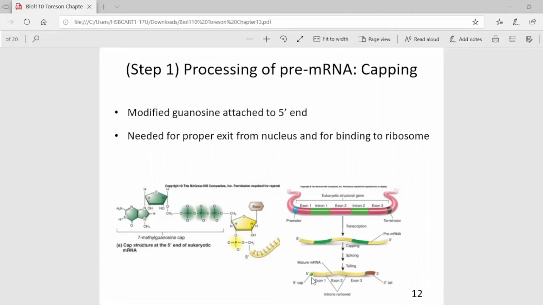And here we see the addition of the modified guanosine, this green dot here, which again is the 5' cap. This 5' cap is necessary for this RNA molecule to exit the nucleus, and it helps the ribosome identify this RNA molecule and bind to it to begin the translation process.